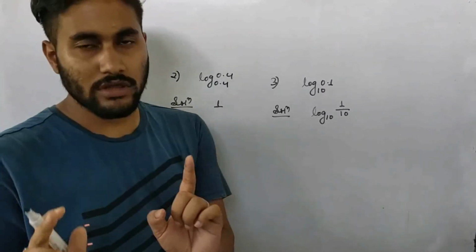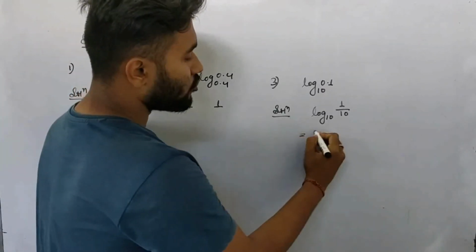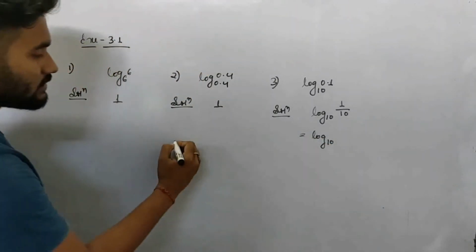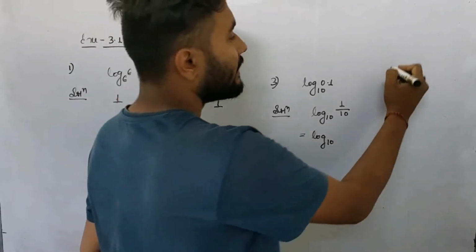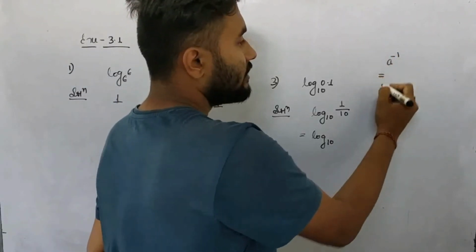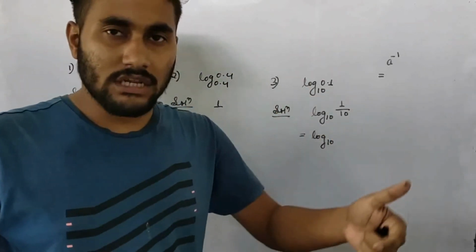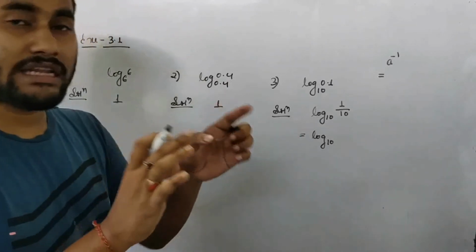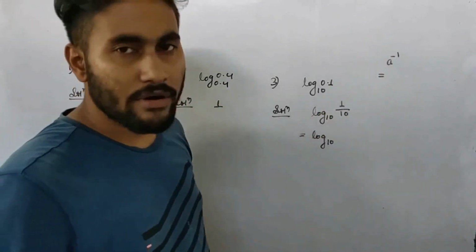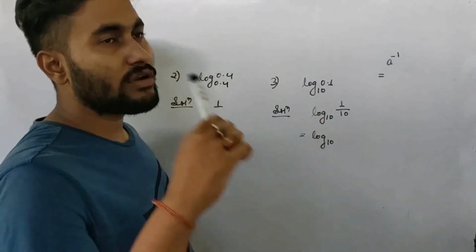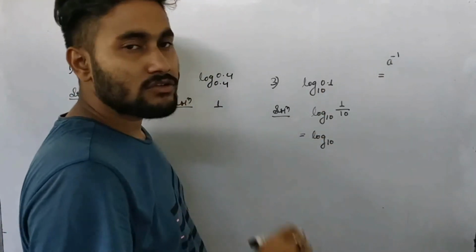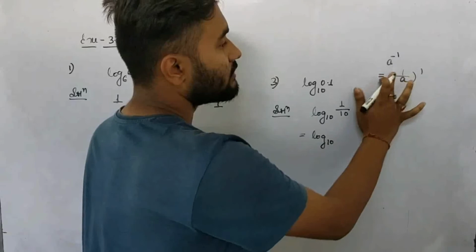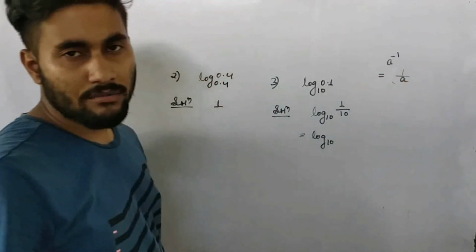Now there are 2 ways to get the answer. One shortcut is log 10 base 10 with 1 by 10. See, in algebra you have one formula, a to the power minus 1. If you want to make the power positive, you have to take the reciprocal of the base. This we have done in our indices chapter. If the power is negative, to make it positive I take the reciprocal of the base. What is the base? A. The reciprocal of that base is 1 by a. Then the power becomes positive. So a to the power minus 1 is nothing but 1 by a.